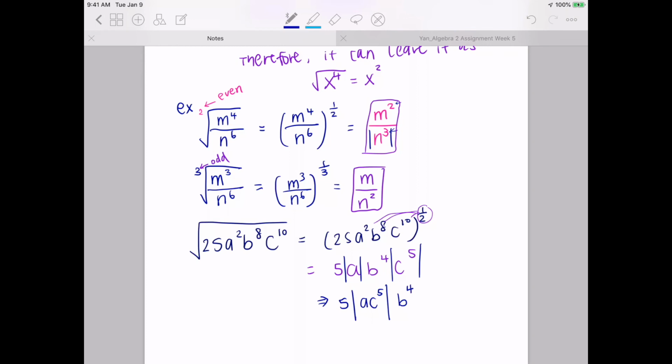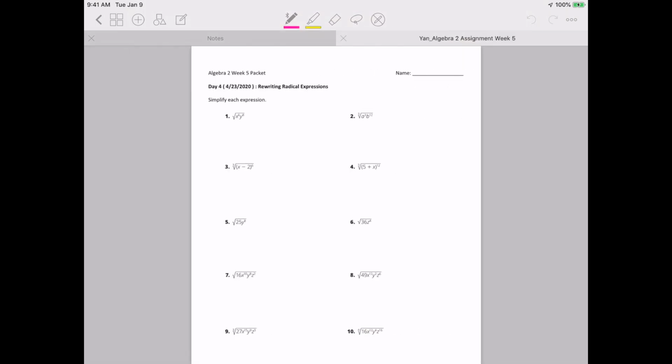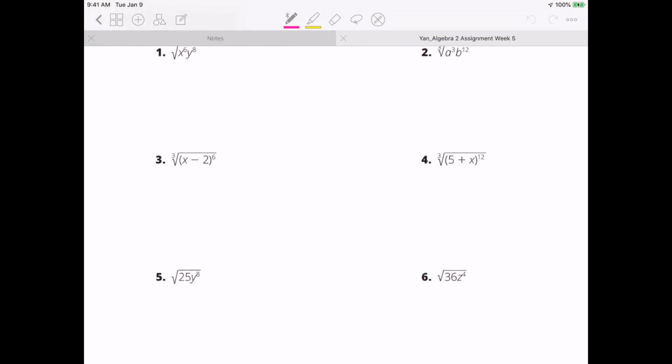Okie dokie. All right, let me show you some homework questions. Let's do number 3. So number 3, it's an odd degree or odd root. We have x minus 2 to the 6th power to the 1/3, right? So 6 times 1/3 is going to give you 2. And again, since this is odd, we can just leave our answer as it is.